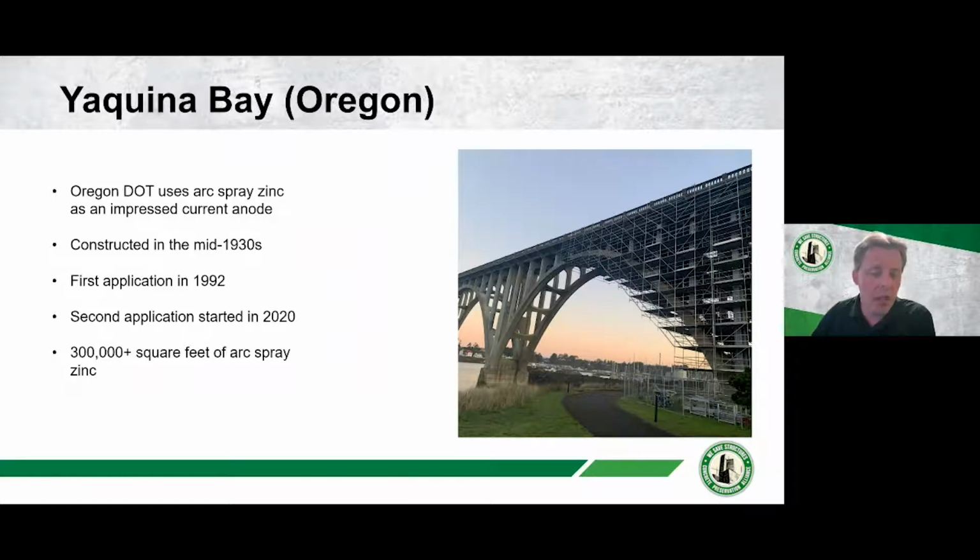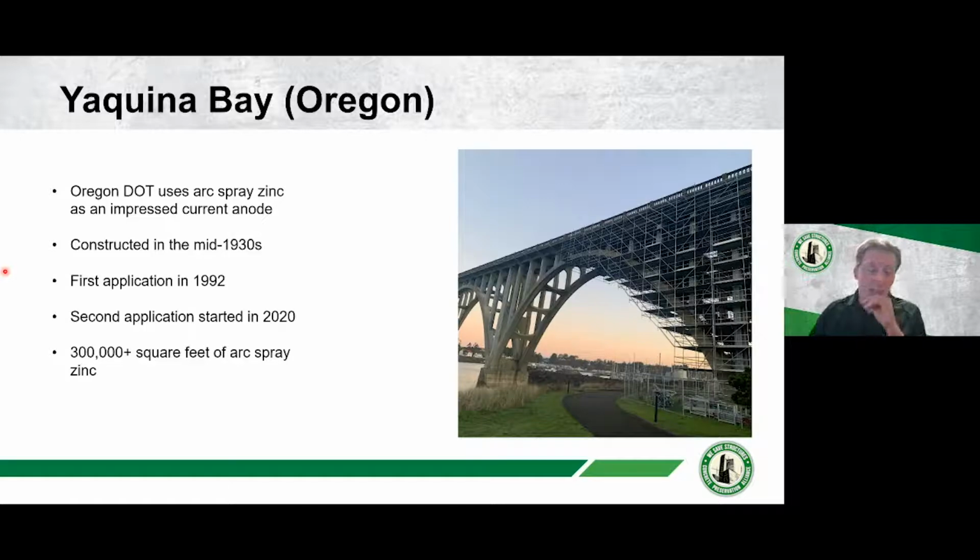The first time zinc was applied to this structure was in 1992, and now we're reapplying it today. We started last year in fall 2020. So they've gotten roughly 28 years out of that system. This is an impressed current system, so this is plugged into a DC power source. This bridge is large. It's got 300,000 plus square feet of arc spray zinc.